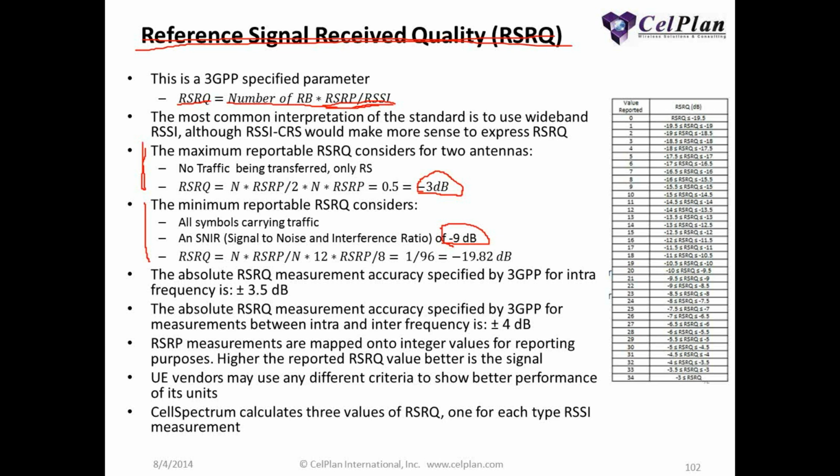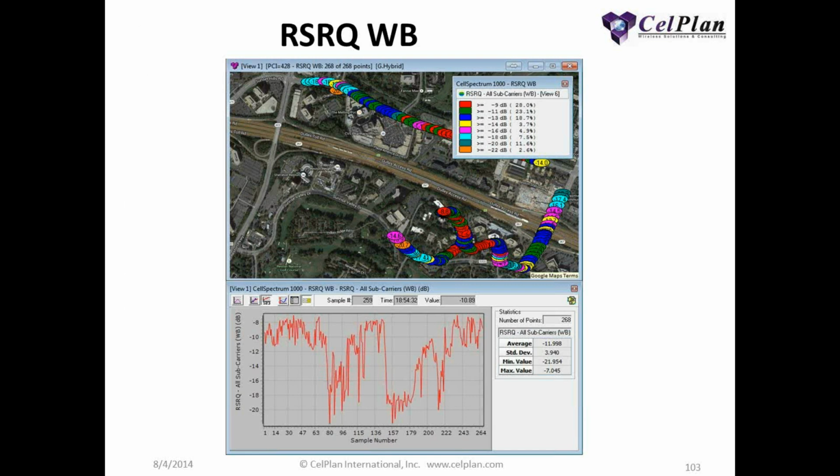So 3GPP specifies an accuracy of plus or minus 3.5 dB, so it has 7 dB excursion here, and so on. But that's mainly because there is a big variation due to RSSI. And also the 3GPP has here a table that maps the values of RSRQ to integer values, so it uses fewer bits to send information.